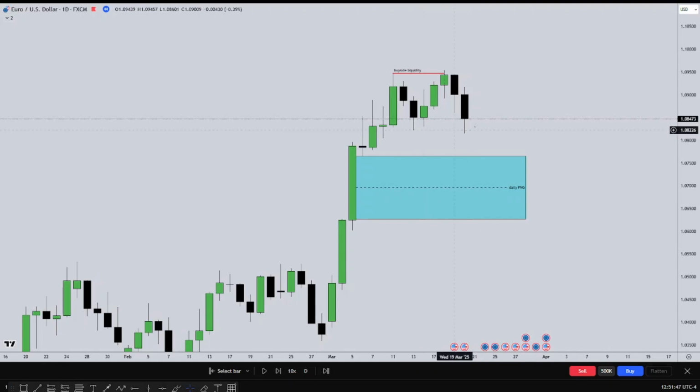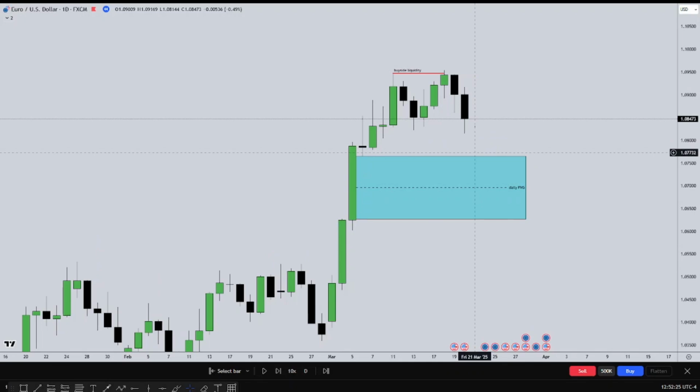Price already took out this sell side liquidity, and the next draw on liquidity is the daily fair value gap. And if you were to place a fib from the swing low to a swing high, you will see that price is retracing back to a discount level. Price is trading back to a discount, moving from a premium to a discount, and moving from a premium to a discount from a swing low to a swing high is a counter trend. So any candle that price forms trading down to this daily fair value gap is going to be a counter trend candle.